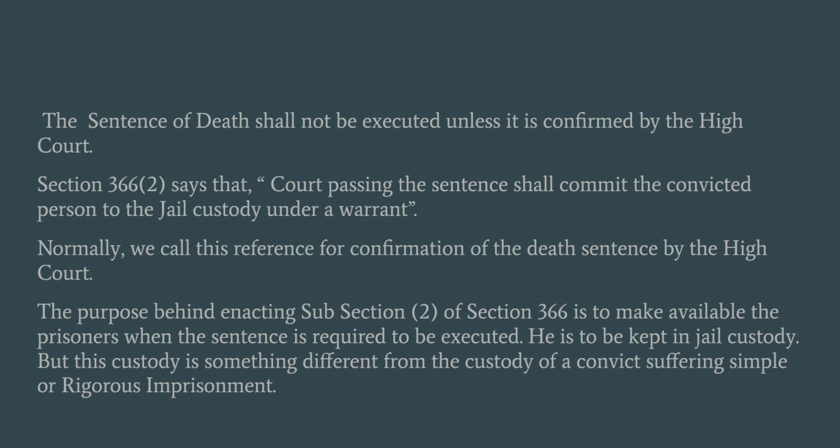Section 366 subsection 2 says that the court passing the sentence shall commit the convicted person to jail custody under a warrant. Normally we call this reference for confirmation of the death sentence by the High Court. It means that the session court refers that particular case to the High Court for confirmation for passing the death sentence. The purpose behind enacting subsection 2 of section 366 is to make the offender, the person who has committed the offence, available when the sentence is required to be executed.